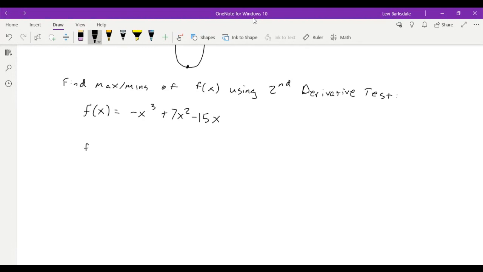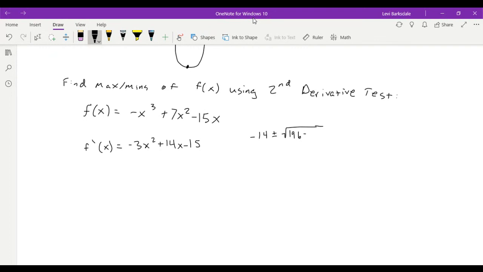So in order to find our maximums and minimums, we first need to find our critical points, which are where our first derivative is equal to 0. And we get this function here as our first derivative, and we need to solve for where it is equal to 0. I'm going to use the quadratic formula.